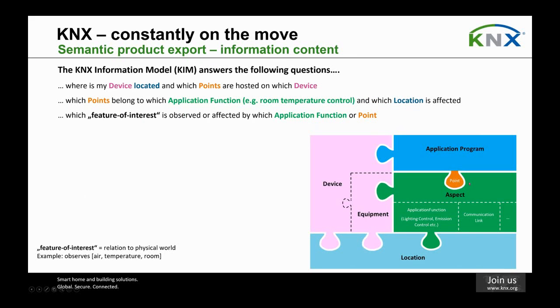Okay, this semantic product export, what information does this contain? And I think this is very well shown here by these puzzle pieces. So the standardized KNX information model described in the KNX standard is able to provide you answers to questions like, where is my device located? So you see the device taps into the location.